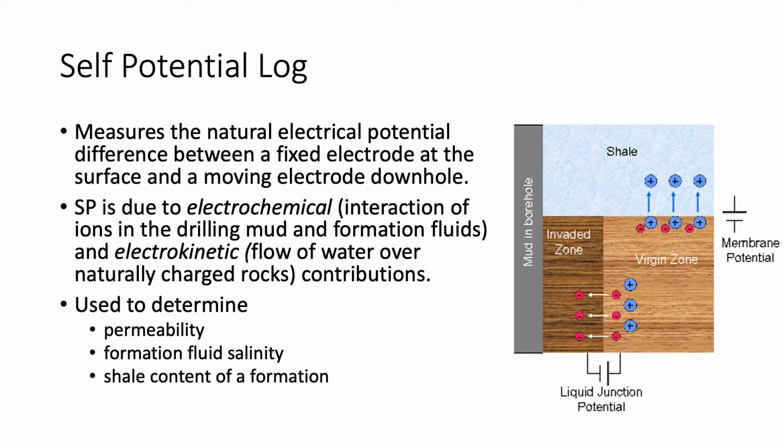We have electrokinetic signals, where water flows over some naturally charged rocks, and electrochemical signals, where we look at the electrical interactions between the drilling mud, which is used to maintain the stability of the borehole, and the fluids found in the formation naturally. Because those fluids in the formation affect the electrical potential we record, we can use the self-potential log to learn about the permeability of the rocks and composition of the fluids. We can also use the self-potential log to learn about the amount of shale or muddiness of the borehole.